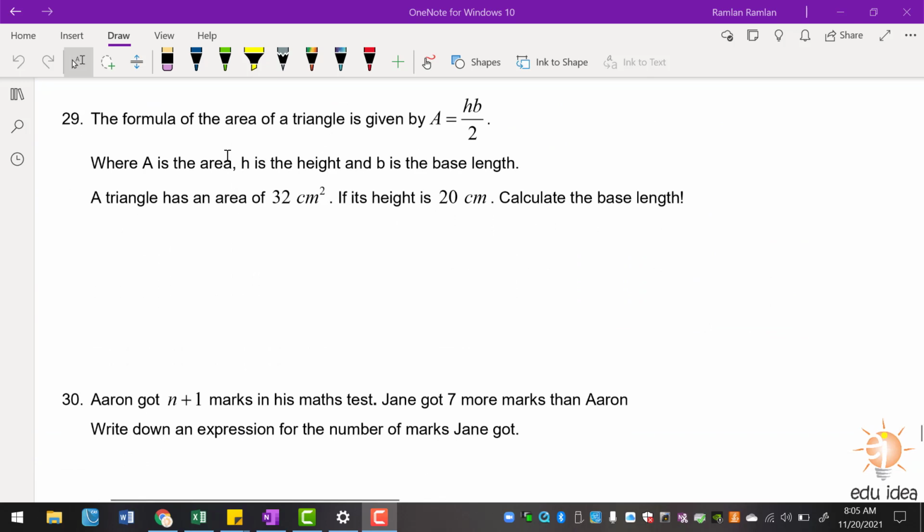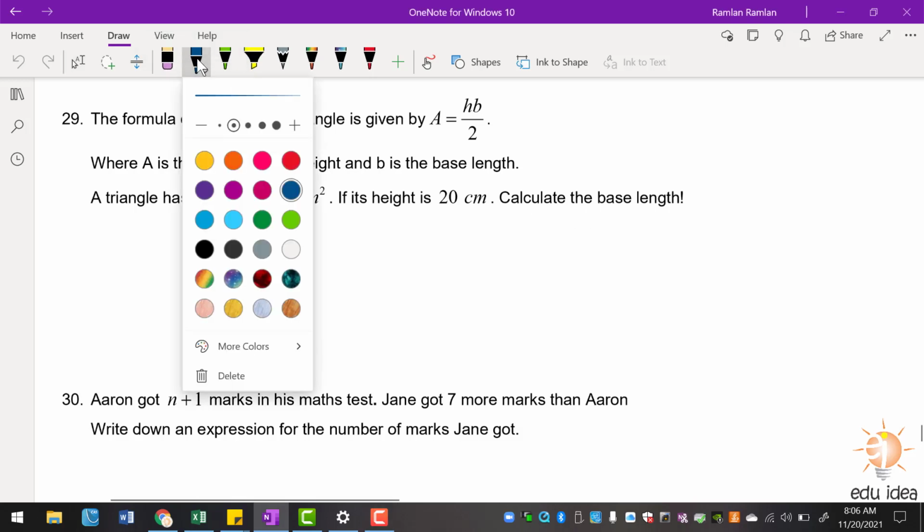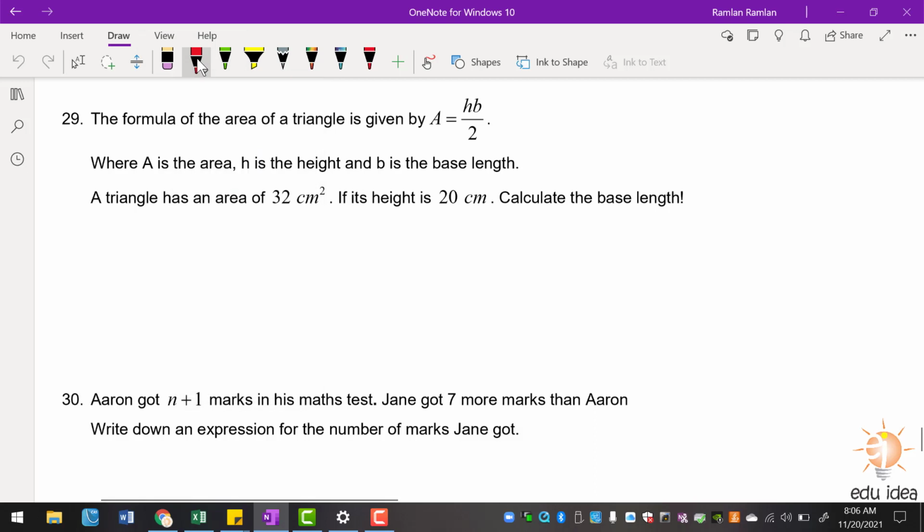The formula of the area of a triangle is given by A, for area, equals HB, H is height, B is base, over 2, right? So this is actually the formula of a triangle that you have learned before in elementary school, where A is the area, H is the height, and B is the base length. Okay, a triangle has an area of 32 centimeters square. If the height is 20 centimeters, calculate the base length. So how do we solve this question by using algebra?